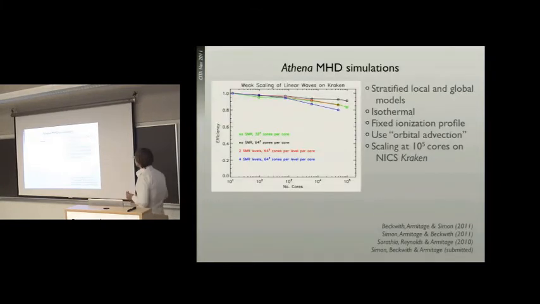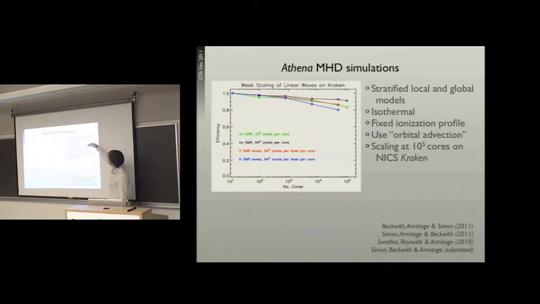So I'm going to be showing some results from Athena MHD simulations, using the Athena MHD code, of which Jim Stone is the principal developer. The models I'm going to be showing are stratified in the sense that they have a vertical distribution of density, so they include the vertical component of disk gravity. Most of them are going to be local models, so they're little patches of the disk simulated in shearing sheet type geometry. I'll also show very briefly some results from global models.